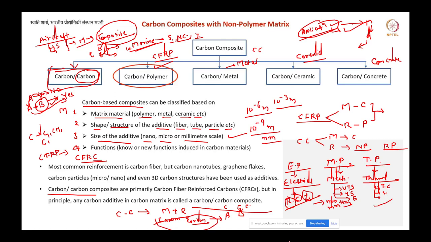Anyone else who is present here, have you seen any kind of carbon-carbon composite or any application where you have seen this?